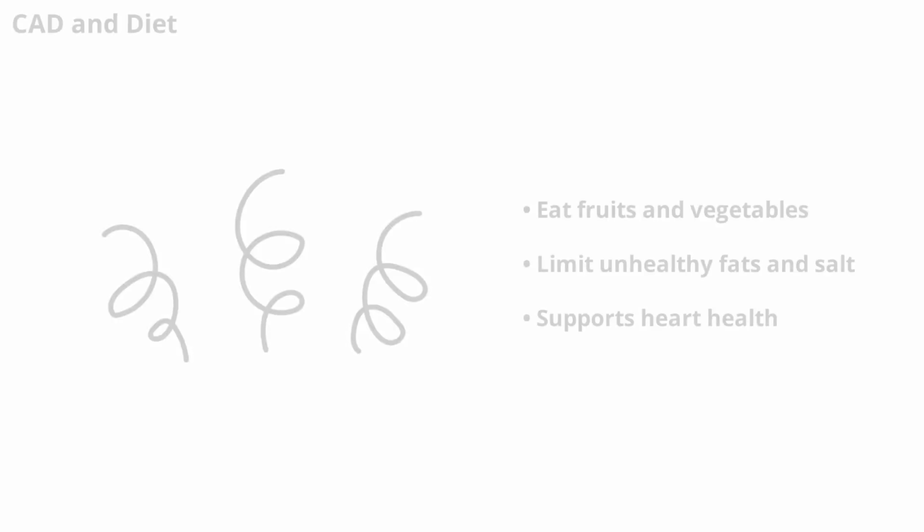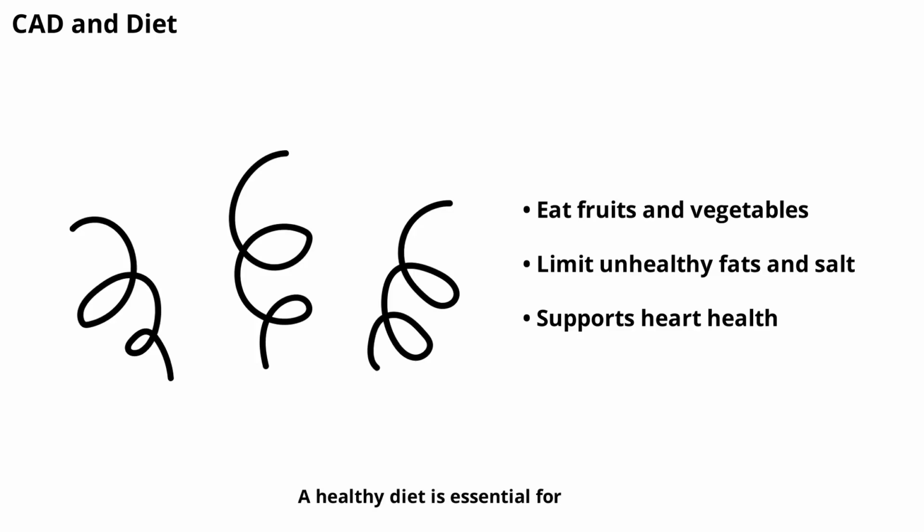A healthy diet is essential for preventing and managing coronary artery disease. Focus on fruits, vegetables, whole grains, lean proteins, and healthy fats. Limit saturated fats, trans fats, salt, and added sugars. Eating well supports heart health, lowers cholesterol, and helps maintain a healthy weight.